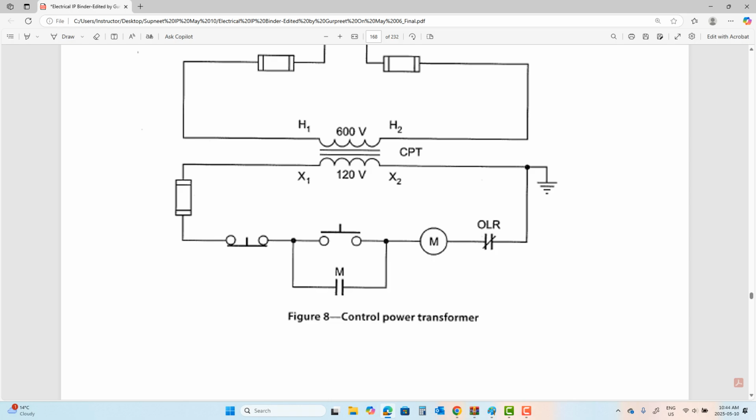Next story, which is diagram number 8. How is diagram 8 different than diagram 3? Excellent, we have a step-down transformer. So we are designing the control schematic on 120 volt rather than 600 volt. Are we good? Okay, some of you.